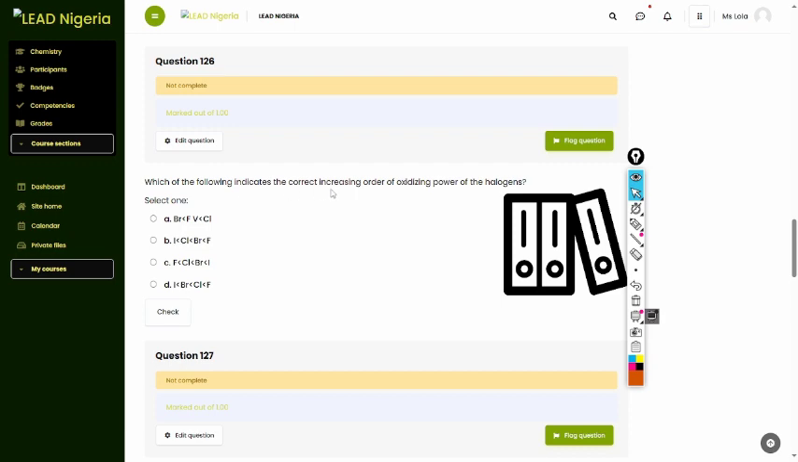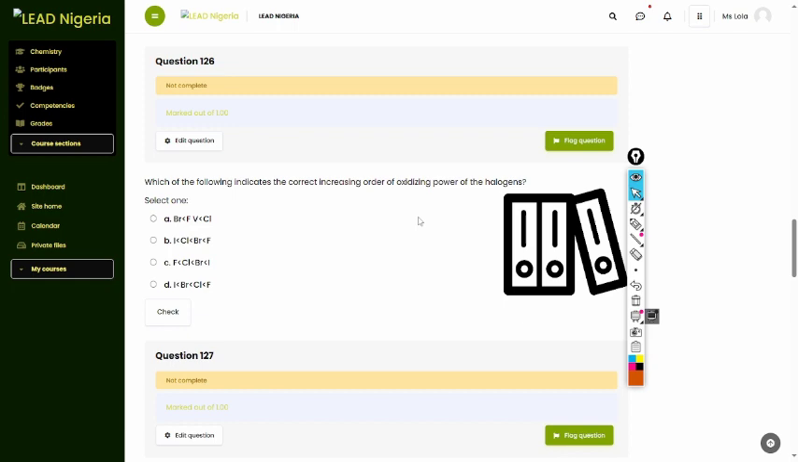Which of the following indicates the correct increasing order of oxidizing power of halogens? Oxidizing power refers to the ability of halogens to oxidize other atoms or molecules, and they do this by how easily they are able to accept electrons that are lost by those molecules that are oxidized. So a halogen with a very strong oxidizing power is one that can easily accept electrons compared to the others. On the periodic table, fluorine is the most reactive because fluorine easily gains electrons compared to chlorine, and chlorine easily gains electrons compared to bromine.